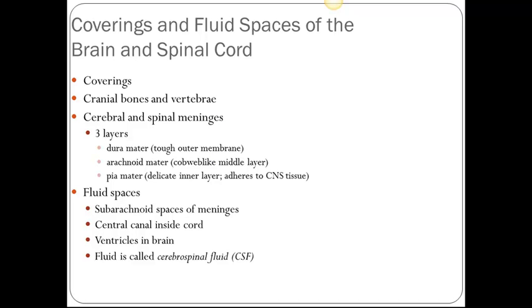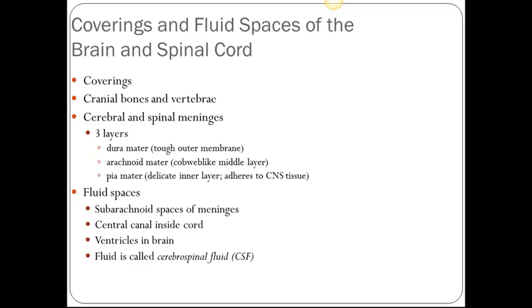Coverings and fluid spaces of the brain and the spinal cord. Nervous tissue needs to be protected, so the brain and the spinal cord are surrounded by tough fluid-containing membranes called meninges. The meninges are surrounded by bones such as the cranial bone and vertebrae. The spinal meninges have three layers: the dura mater, the arachnoid mater, and the pia mater. The cerebrospinal meninges.